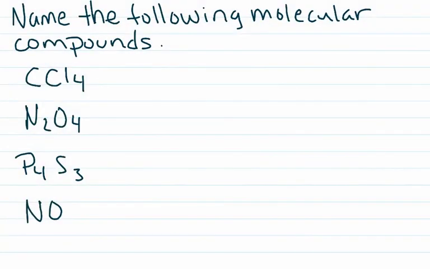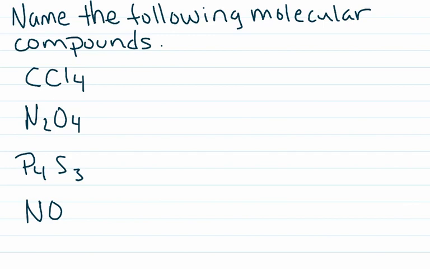Naming molecular compounds is fairly easy compared to the other systems because there's a lot less memorization. The only thing you need to memorize is the name of the prefixes that go with numbers 1 through 10. And you need to be able to recognize that it's a molecular compound. So we can recognize molecular compounds because there is no metal in them and they don't start with an H.